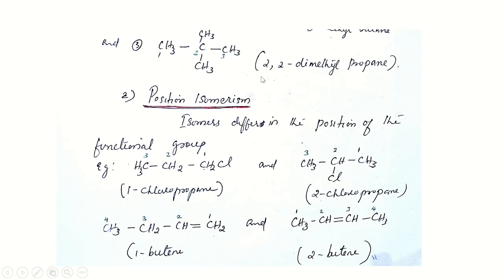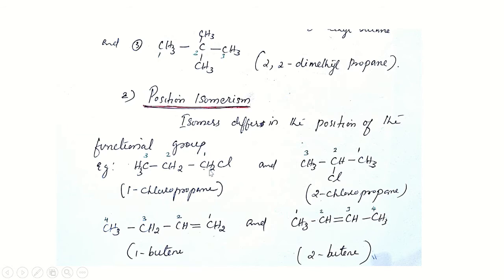And next one is position isomerism. So in the name itself, we can see what position isomerism is. That is isomers which differ in the position of the functional group. For example, 1-chloropropane and 2-chloropropane. It's the same molecular formula, but structurally they are different. What is that difference? The functional group is situated in a different position.